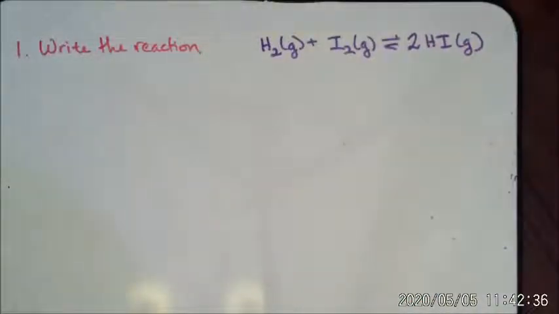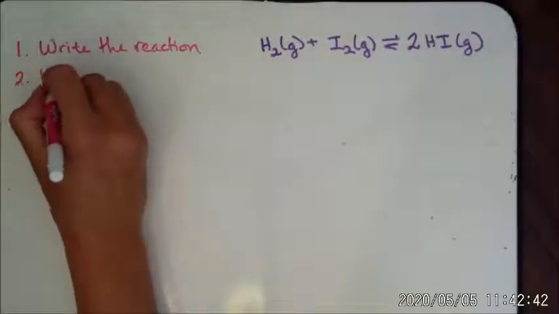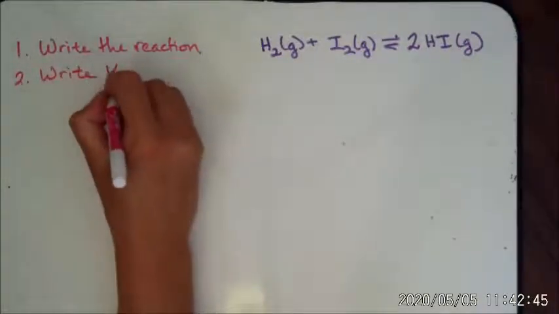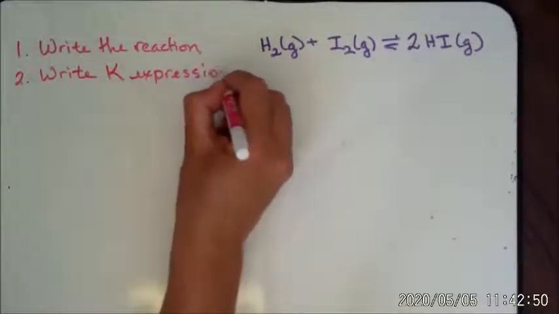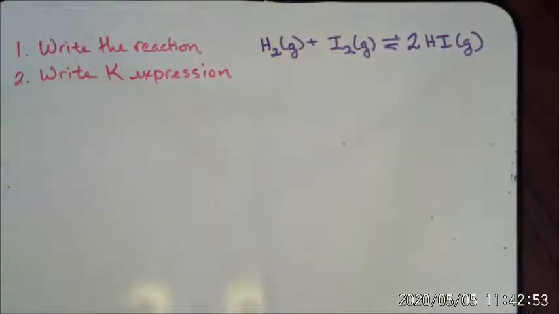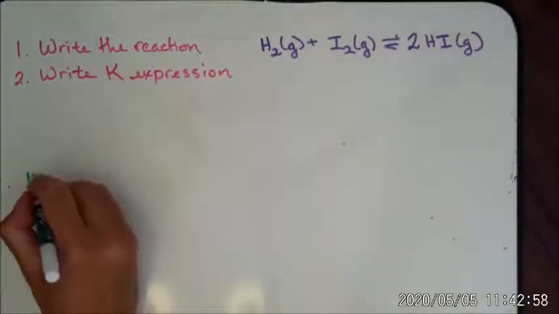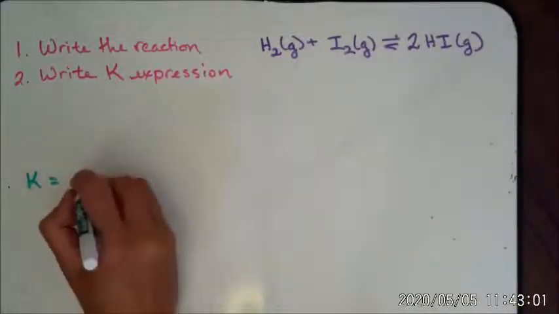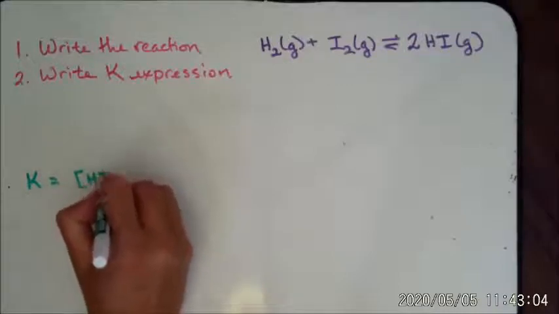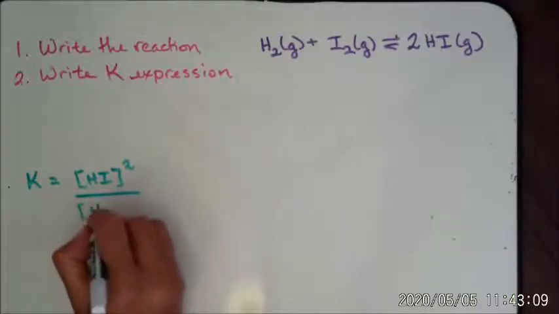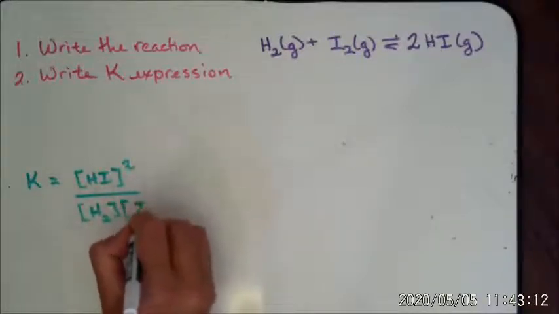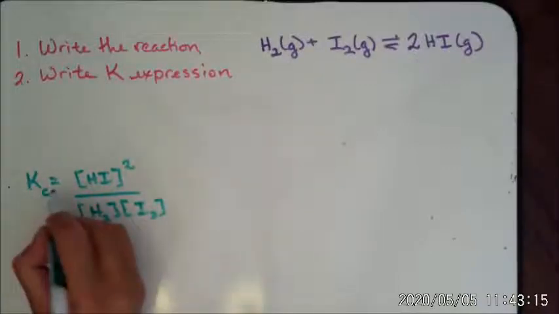Okay, then we write the K expression, which I'm going to put over here. And our K expression is this. K is equal to the concentration of HI squared divided by the concentration of H2 and the concentration of I2.